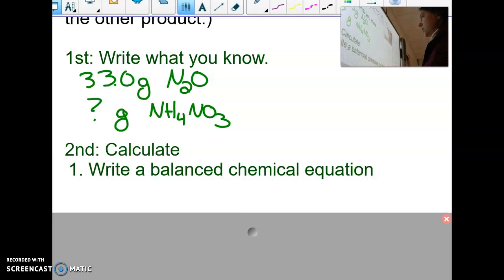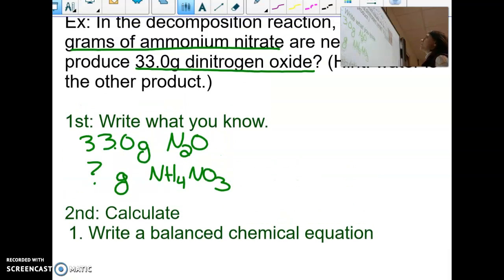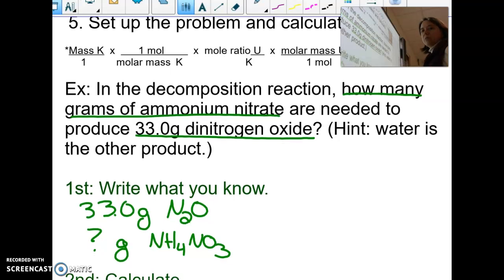Then we're going to calculate it. The first thing we're going to have to do is write a balanced chemical equation. So what are the reactants? In a decomposition reaction, we're going to have more products than reactants. How many grams of ammonium nitrate are needed to produce? So ammonium nitrate is a reactant, and then to produce dinitrogen oxide. That tells us dinitrogen oxide is a product. And it also tells us water is the other product.